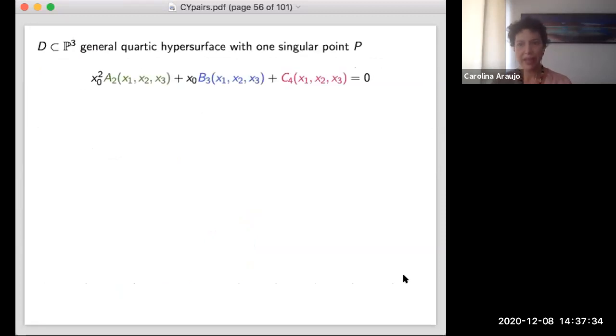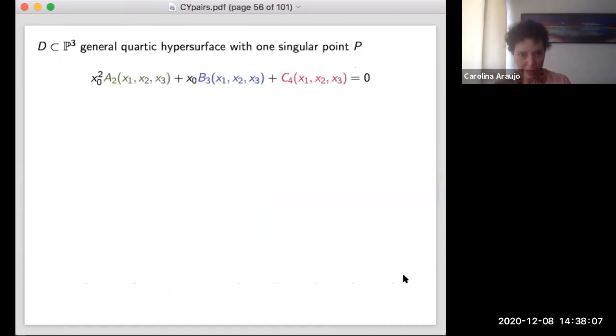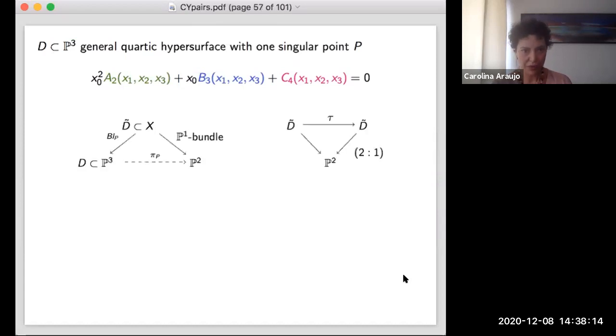Okay, so let me give you a first look at the proof of this theorem. So here we have this quartic. Sorry, let me just go back and mention that what I wrote there in green is just the tangent cone of the quartic hypersurface at that point. This is given by the equation A equals zero, where A is the quadratic form in green. And this is how locally the singularity of D looks. Okay, so let me explain the idea of the proof of this theorem. Let's start with our surface in P3, and let's blow up the singular point P.